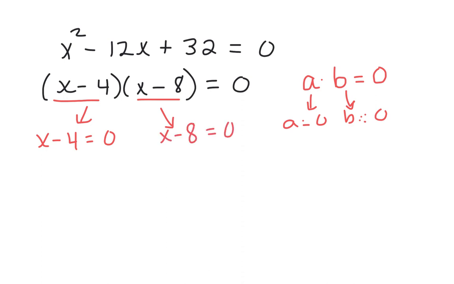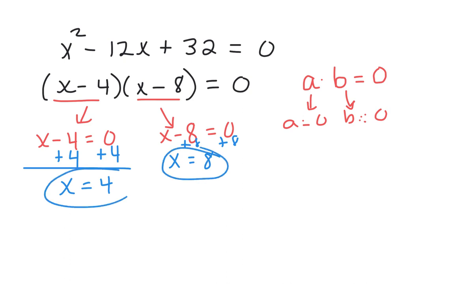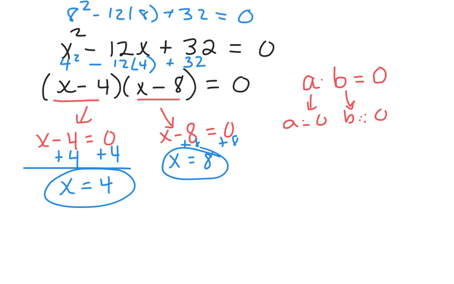And now that we have those two small equations, we can solve them. They're two small linear equations now. We get x equals 4, or x equals, if I add 8 to both sides, x equals 8. What that means is there's two different numbers that solve this original equation. If we substituted 4 in for x, 4 squared minus 12 times 4 plus 32 would equal 0. Same thing with the 8. 8 squared minus 12 times 8 plus 32 would also equal 0. So there's two answers for every one of these quadratic equations.